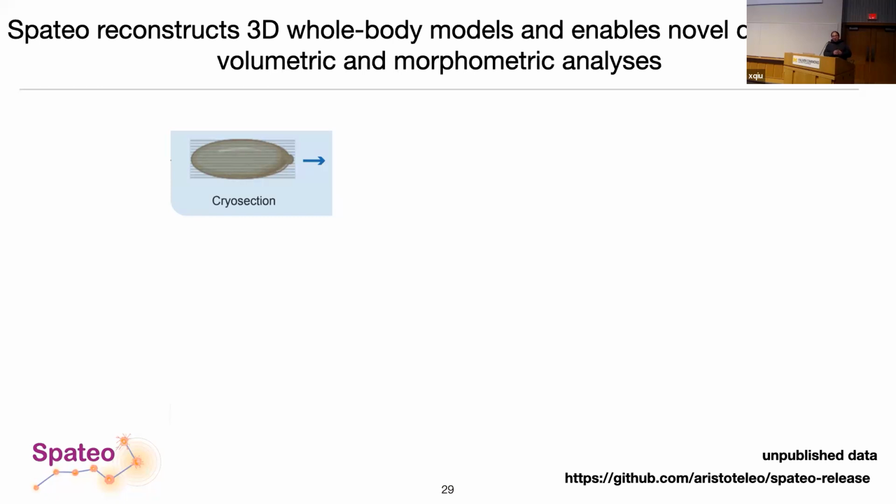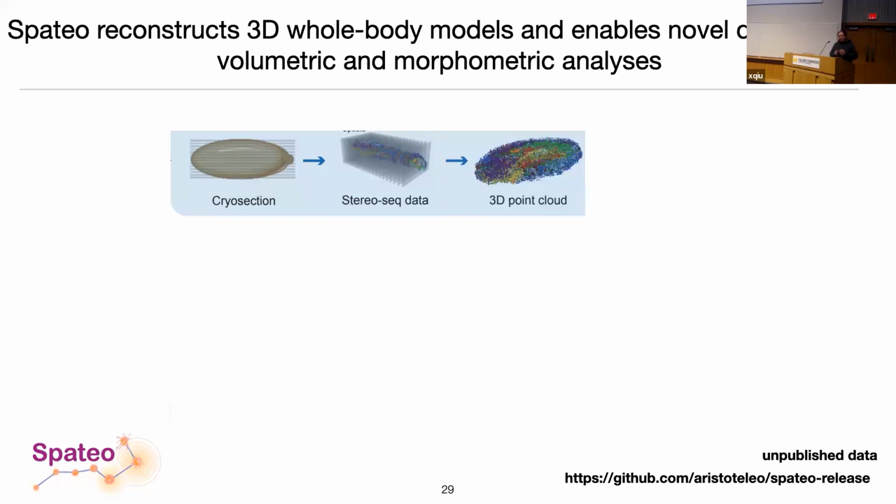So we slice the Drosophila envelope into about 30 slices, and then we can measure with the stereo-seq. When you do the slicing, you actually lose the relative coordinates of the cells between different slices. We then needed to develop a method that maps the cells back to the original XYZ coordinates. This results in a 3D point cloud, where each point corresponds to a cell, and the color corresponds to the gene expression.